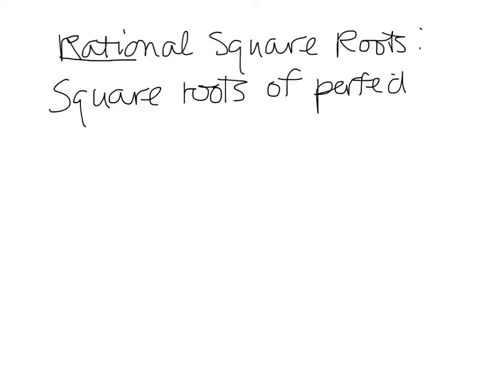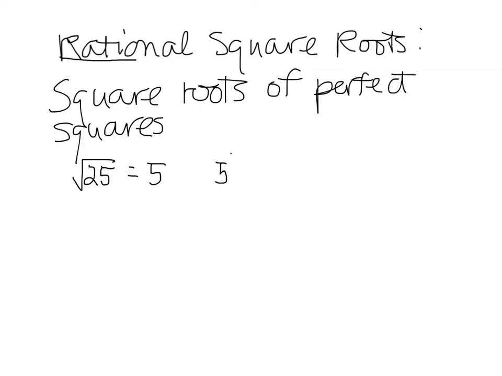So let's take the number 25. We know the square root of 25 is equal to 5. However, 5 squared equals 25, and negative 5 squared equals 25 as well. So truthfully, 25 has two roots, two square roots. So that leaves us to some symbols.